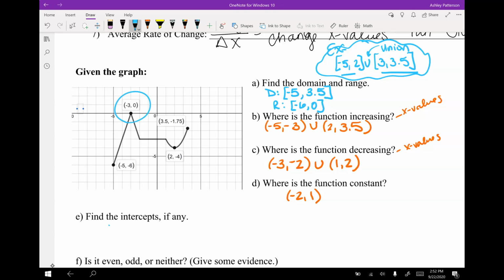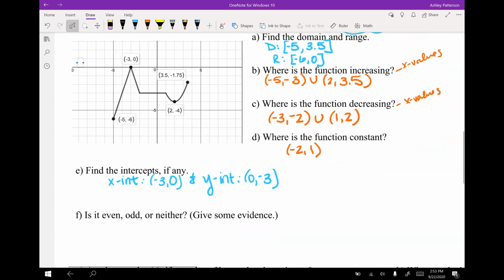We don't have to guesstimate. So I'm going to say x-intercept is at -3, 0. As for the y-intercept, I only see 1, so we'll just list that one. Y-intercept at 0, -3. The next question about even, odd, or neither we haven't talked about, so we'll just put TBD, to be determined. That is coming at us on Friday, I believe, or Thursday, depending on what class you're in.